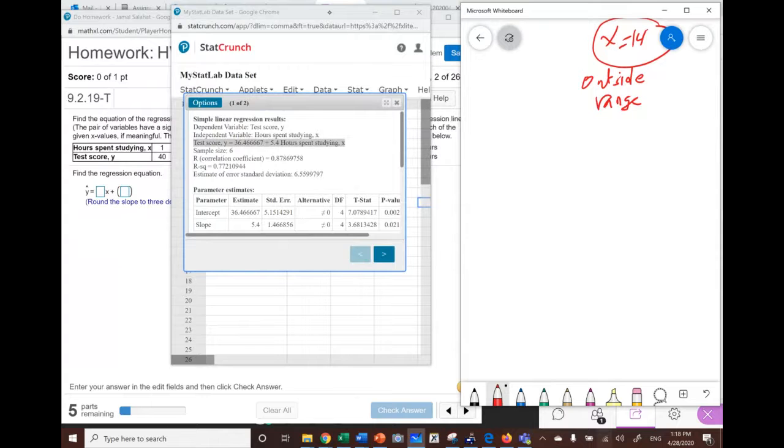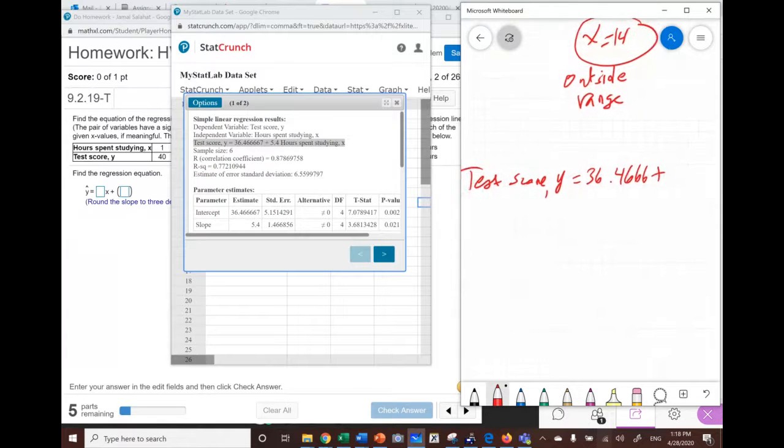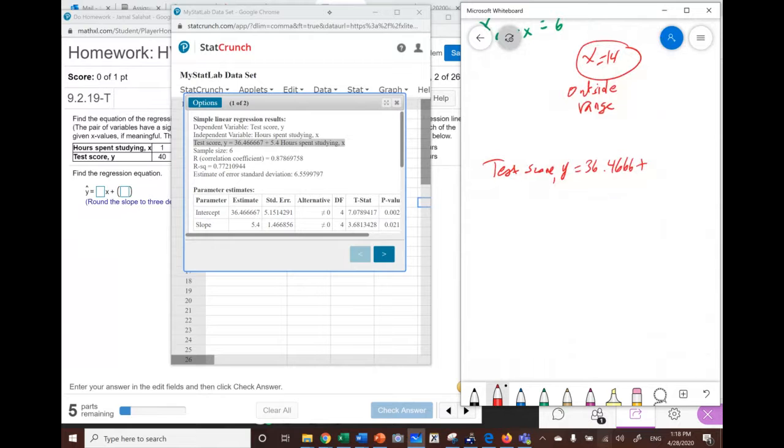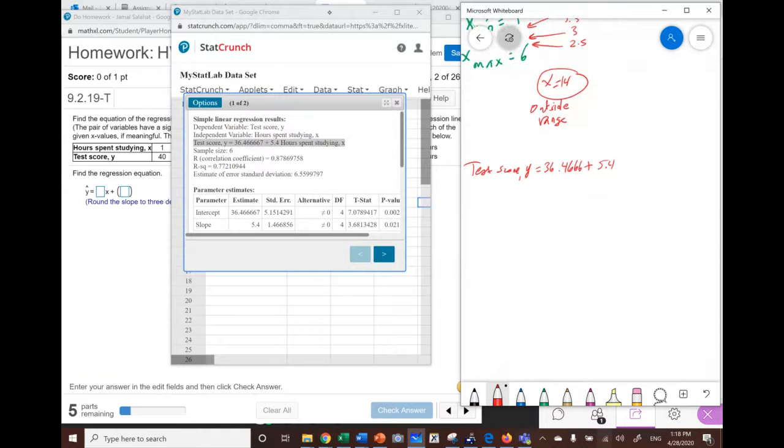The equation we get says test score Y equals 36.466 repeating plus 5.4 times hours spent studying. So let me say right in here, hours, okay, I'll write it X.